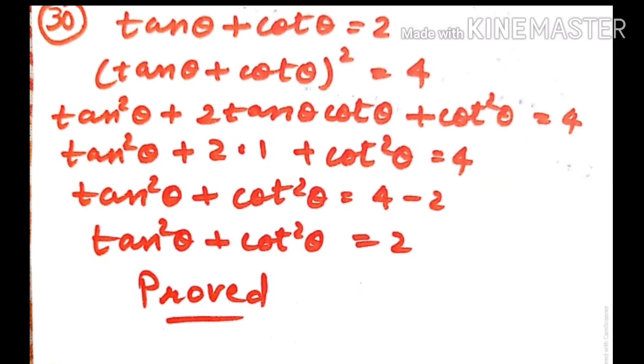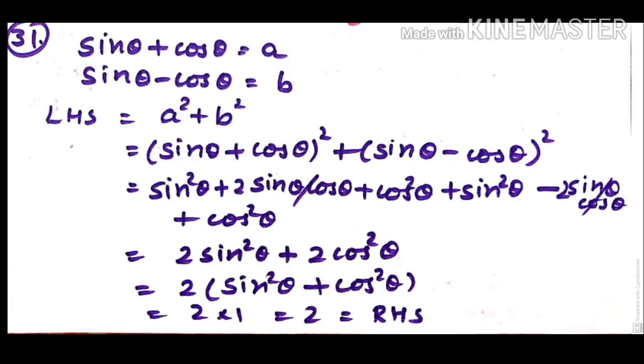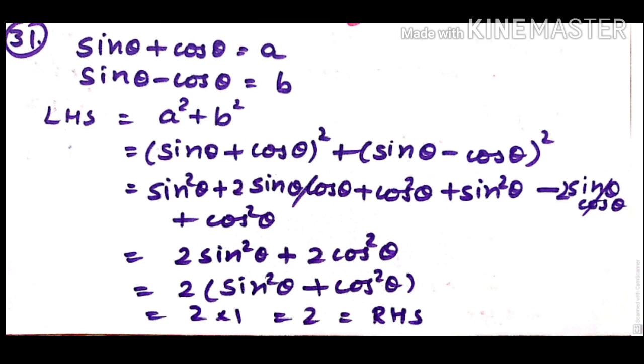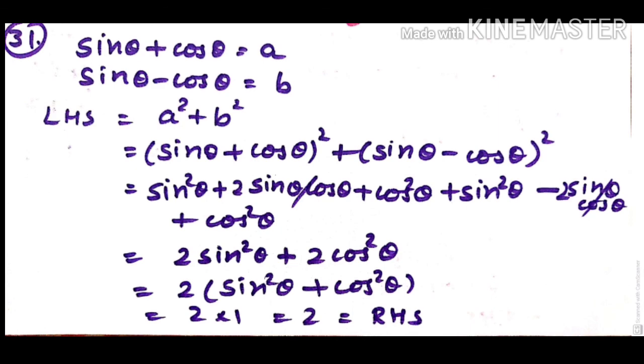So now let us move on to question number 31. Here also you are given if sin theta plus cos theta is equal to A and sin theta minus cos theta is equal to B, then we have to prove that A square plus B square is equal to 2. So here values of A and B are given. So we will start with left hand side is equal to A square plus B square. Now placing the value of A here, instead of A I write sin theta plus cos theta whole square, and instead of B, sin theta minus cos theta whole square.